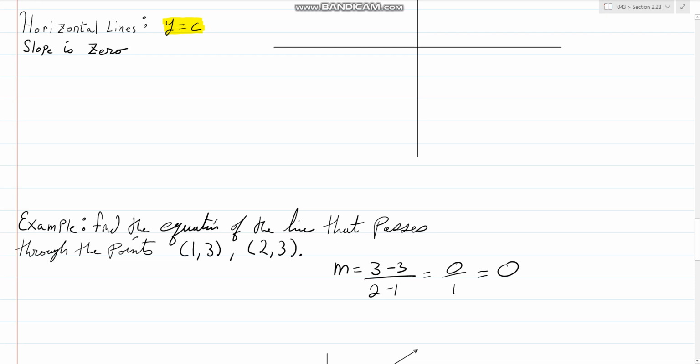What horizontal line are we dealing with? We have 3 here and 3 here for the y. So y equals some constant, and I would argue it equals 3. So that would be the answer: y equals 3. Okay? So hopefully that helps.